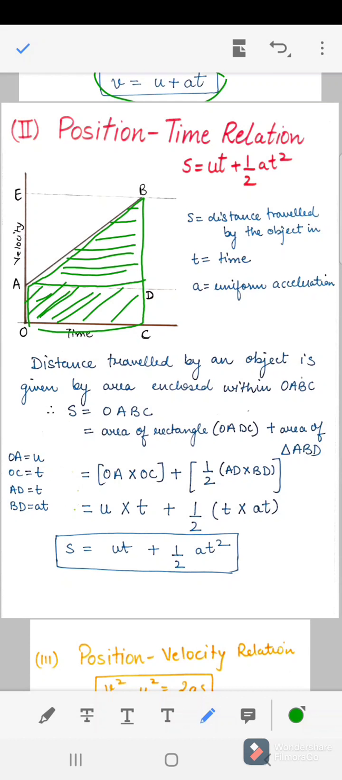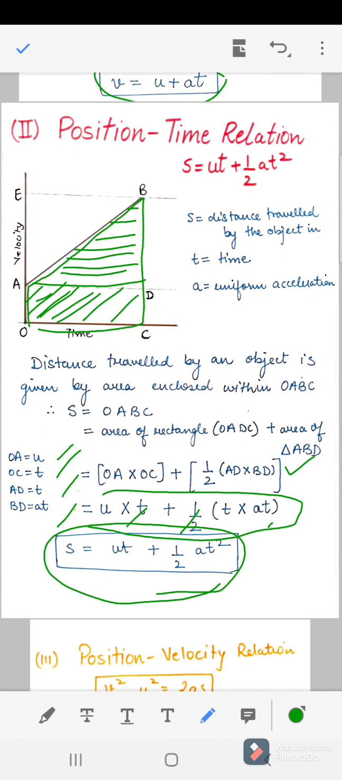We will put the values. Now we know that OA is equal to u, OC is equal to t, AD is also equal to t, and BD is at. When we put all these values in this equation, we will get this. After solving this, we get s is equal to ut plus half at square. Now we have derived the second equation of motion also.